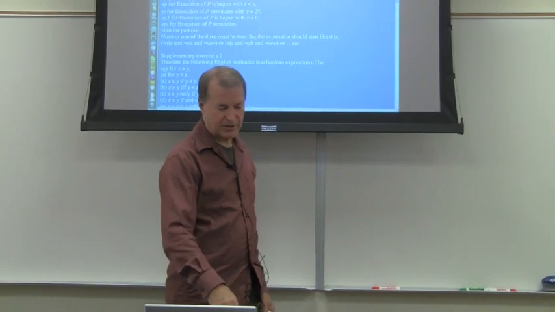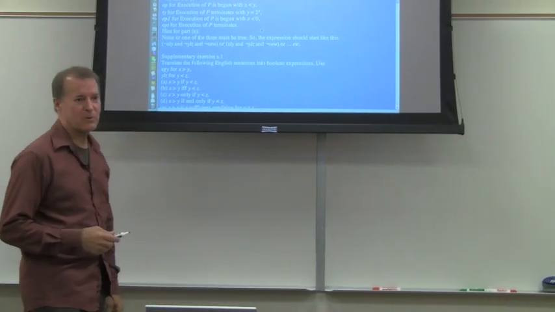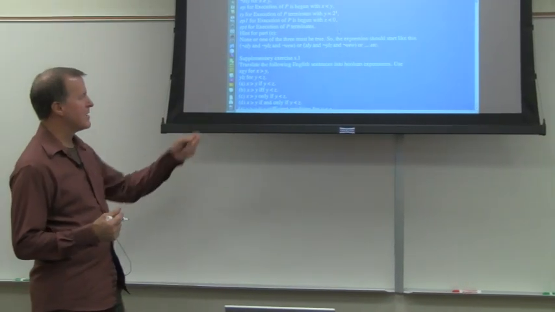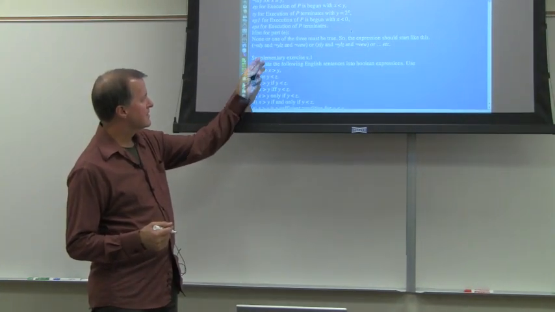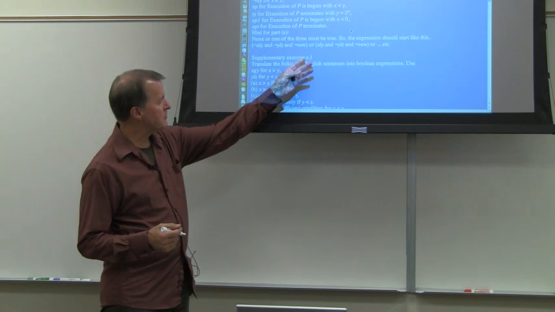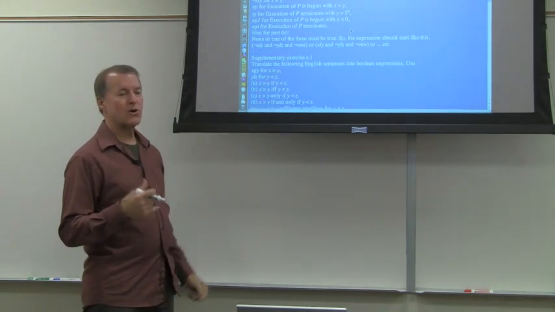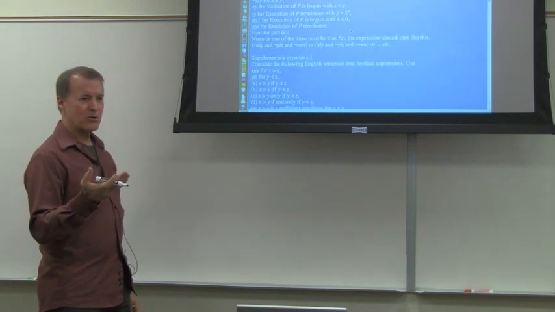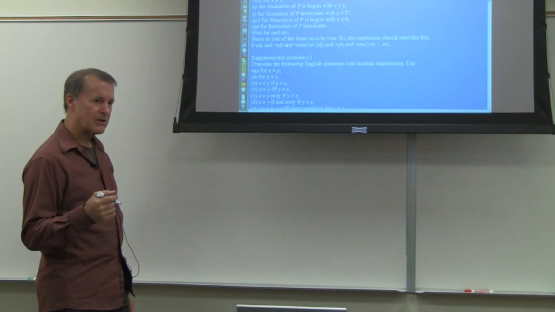Now I gave you a hint for part E. It's the same kind of thing as this hint for part E. It says none or one of the three must be true. So the expression should start like this. Did you understand that one? Okay. So use the same approach for part G. What does it say? The following are not all true at the same time. And x less than y.